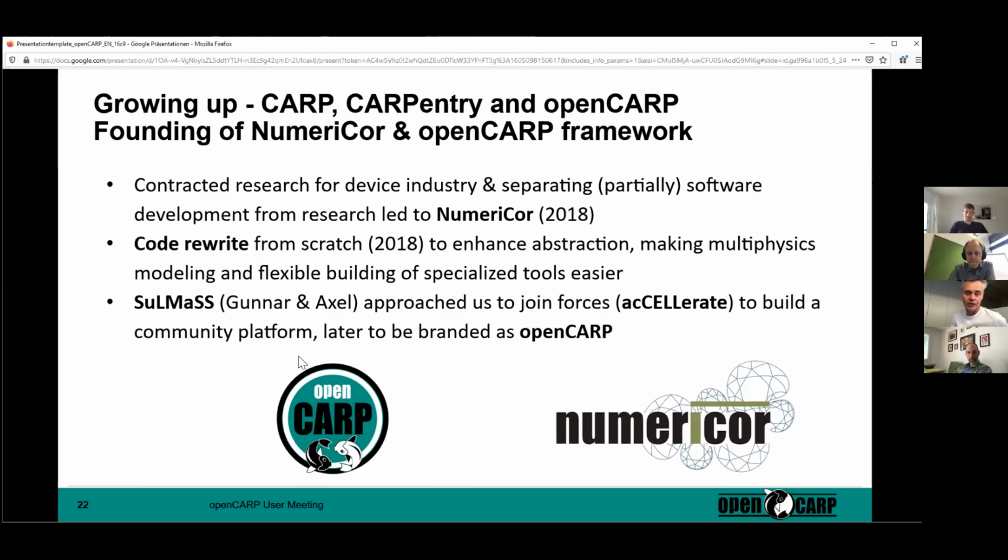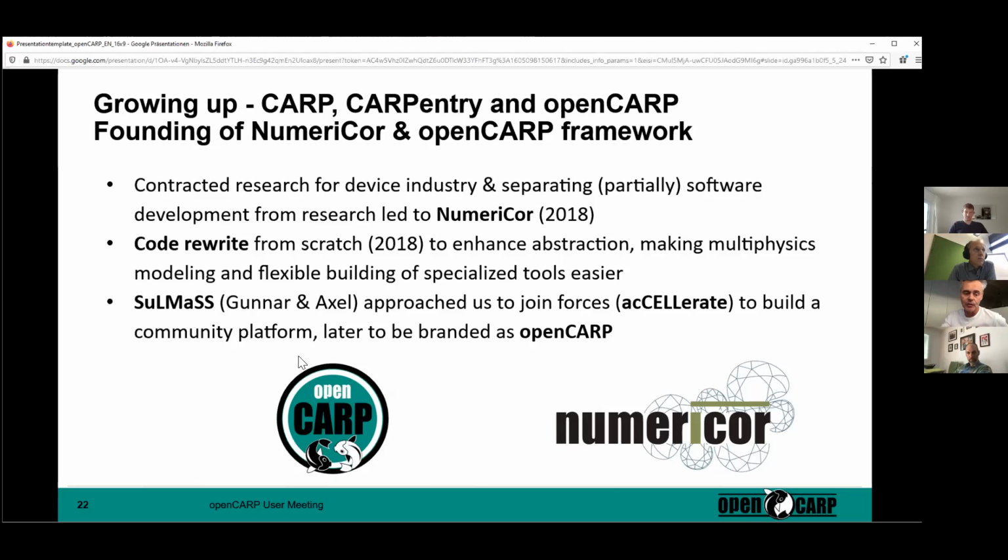That happened in 2018. We completely rewrote the code from scratch in 2018 to enhance abstraction. So multiphysics is much harder than single physics, so we need a different level of abstraction. And also we started to build more and more specialized tools. You want to assemble things together to build one custom tool for one thing, and you needed a different kind of abstraction level for that.